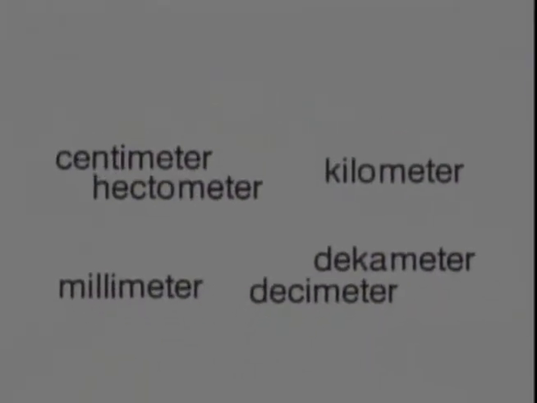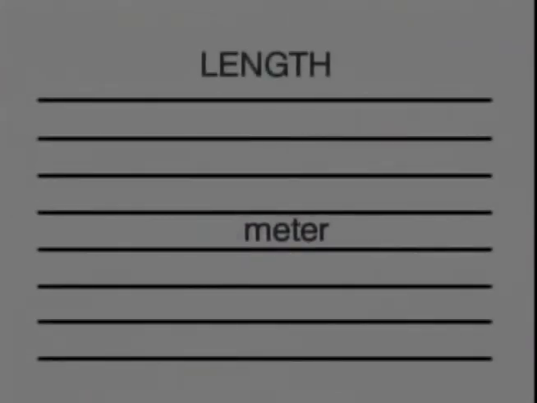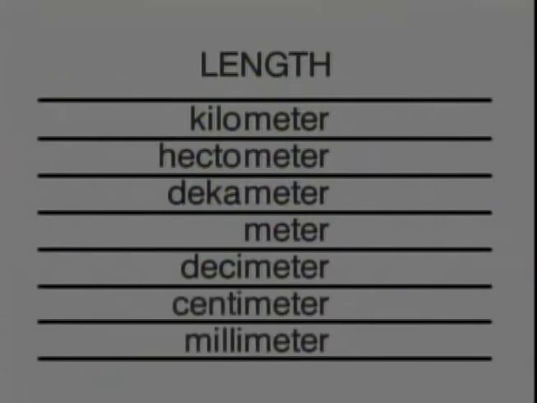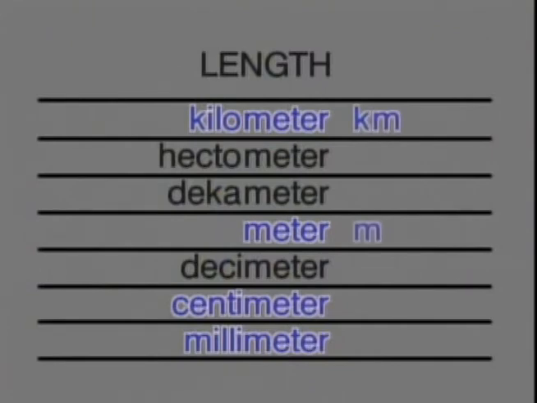Let's take a look at converting units of length in the metric system. The meter is the basic unit of length. The units larger than the meter are the decameter, hectometer, and kilometer. The units smaller than the meter are the decimeter, centimeter, and millimeter. Of these, only the kilometer, meter, centimeter, and millimeter are commonly used. Their abbreviations are km, m, cm, and mm.